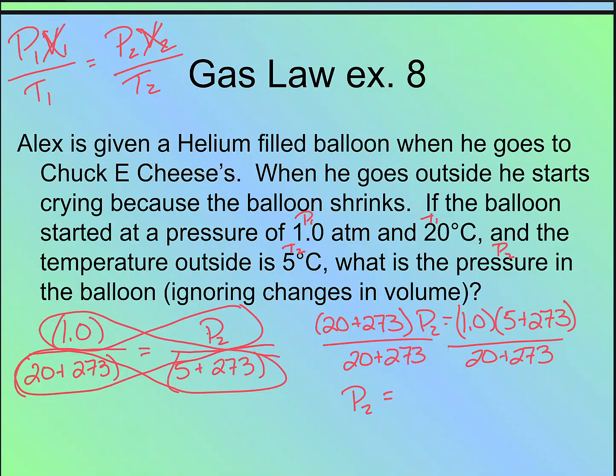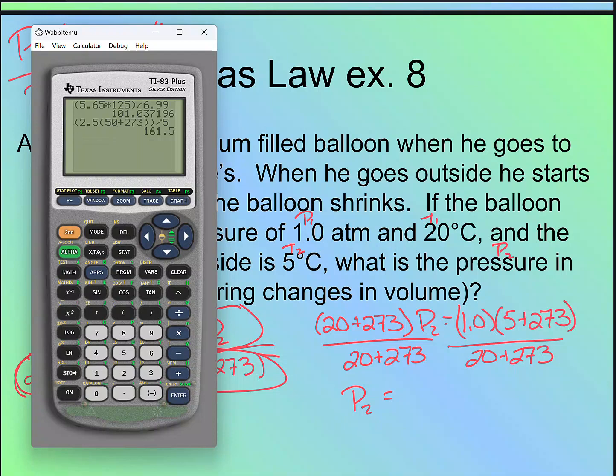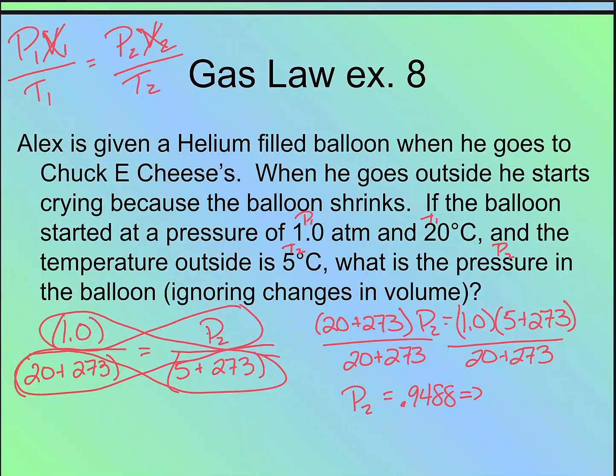I'm going to pull out my handy dandy calculator and plug everything in. So I've got 278 divided by 293, and I get 0.9488. But I check my digits: 1, 2, 1, 2, and 1. Well, 1 is too small a number to round to, so I'm going to do it to 2 digits. So I'm going to write this as 0.95 atm, because your units are atmospheres, as it says right there.